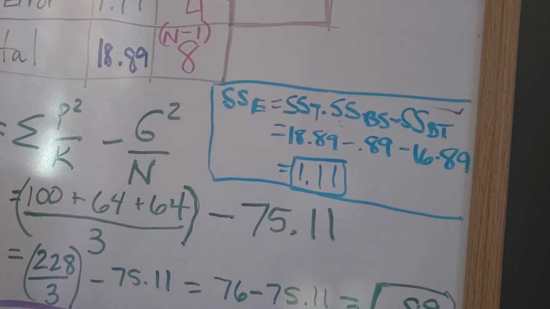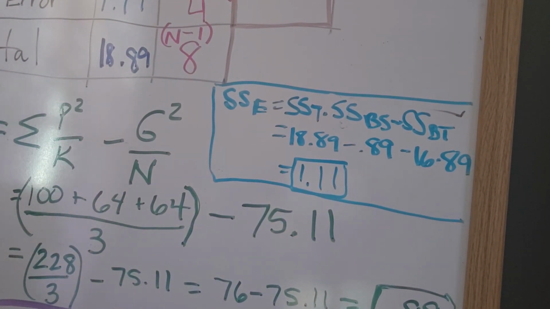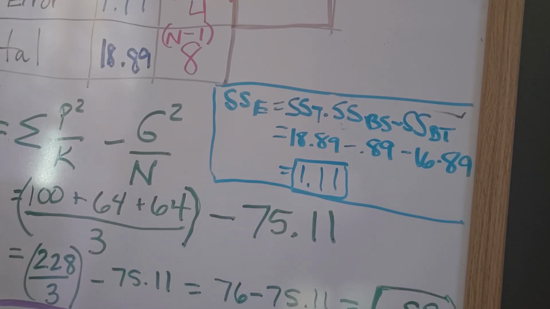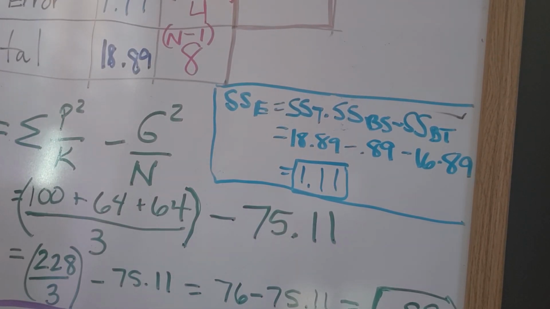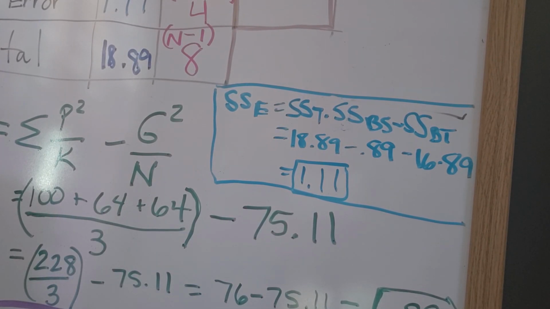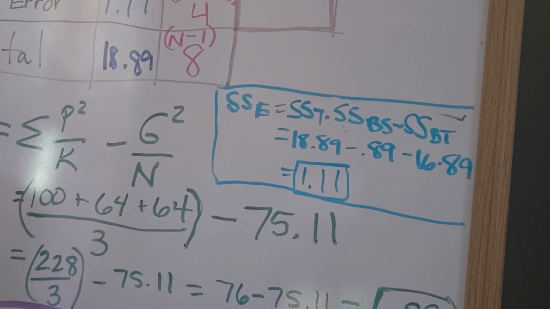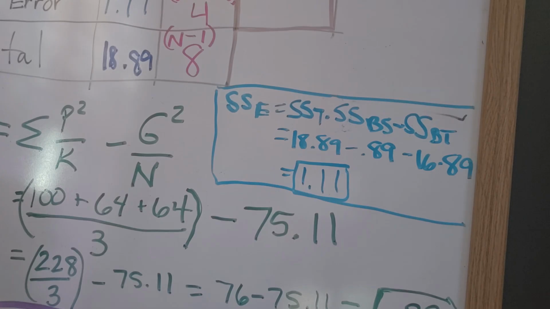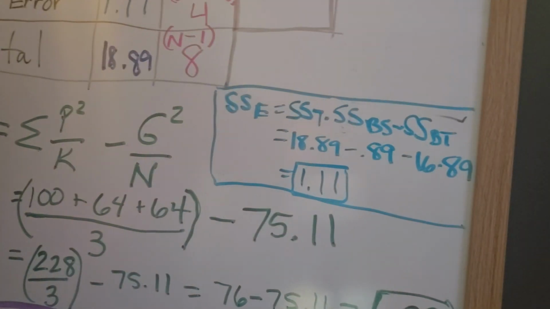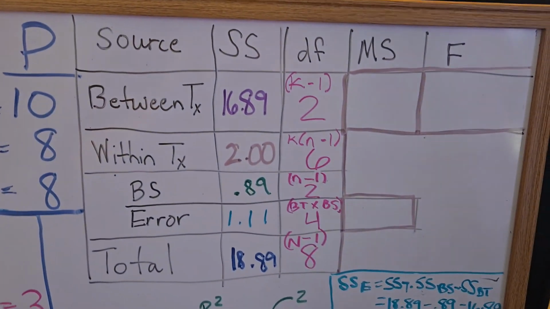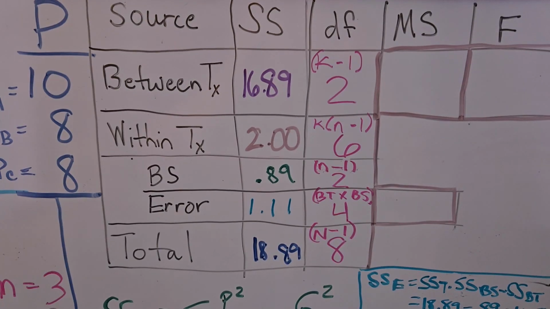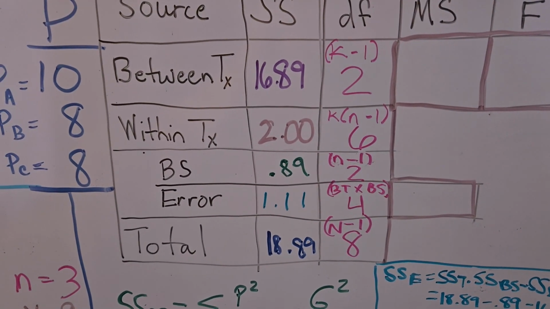All right, so all you do to get sum of squares error is you take the values we've already computed: sum of squares total, minus sum of squares between subjects, minus sum of squares between treatments. So we take 18.89, subtract 0.89, and then subtract 16.89, and you get 1.11. All right, now looking at our table, we have filled in the sum of squares error as 1.11.